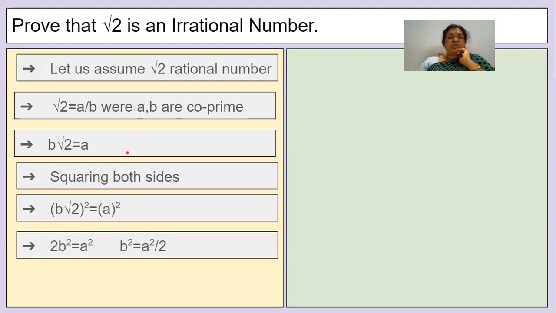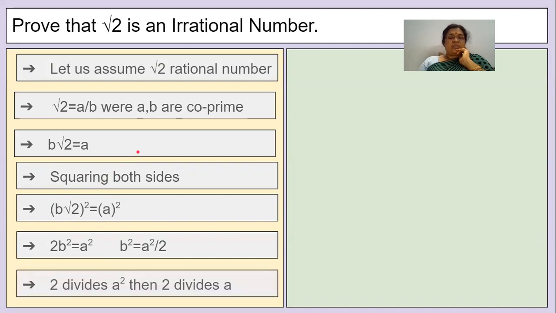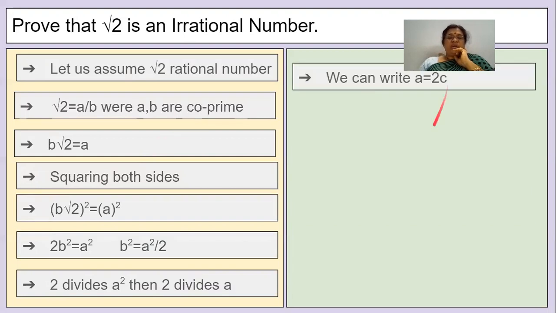So when you bring 2 to the other side, that 2 will divide a square. So when 2 divides a square, it will divide the a also. You know that when 2 divides 4, it will divide the 2 also. So when 2 divides a, that can be written as a by 2. A by 2, you take it as c, some c, where c is an integer. So this can be written as a is equal to 2c.